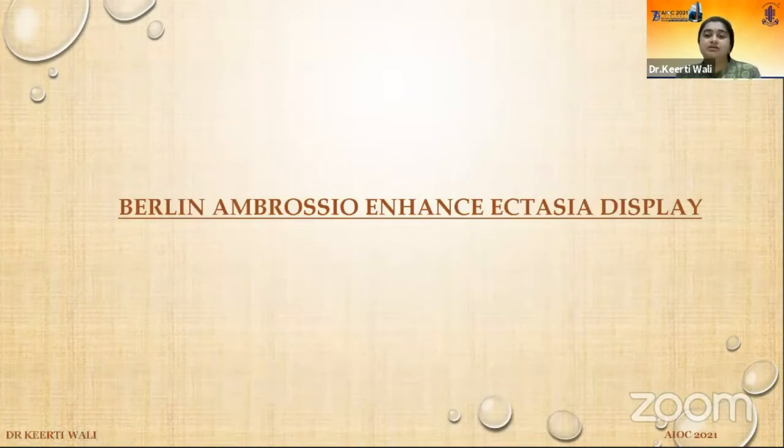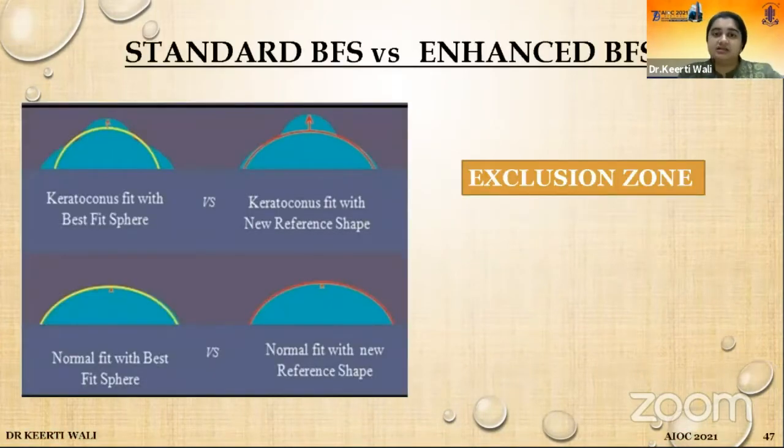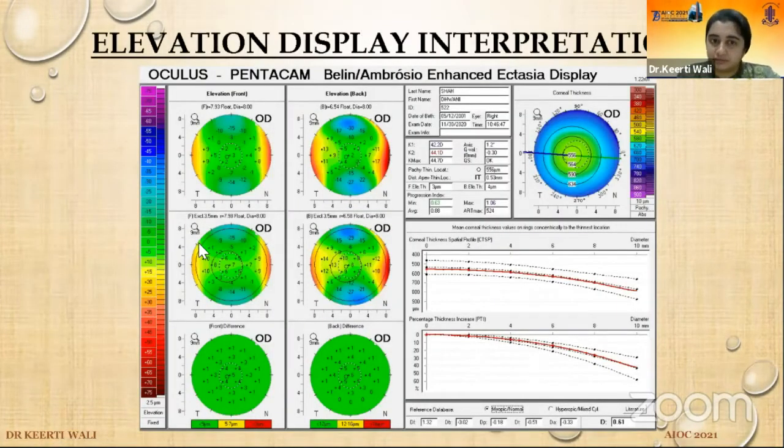Okay. Belin Ambrosio enhanced ectasia display is a special feature that we get with Pentacam. In this, the Pentacam gives us the elevation maps using the enhanced BFS. This uses the concept of exclusion zone. A 4 mm zone of ectatic cornea is excluded and the elevation maps are given along with this enhanced BFS. So this is how the map looks.